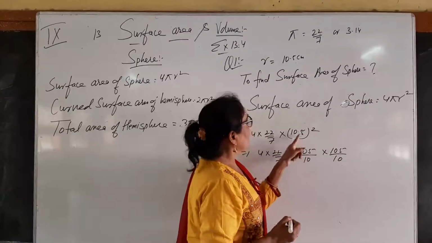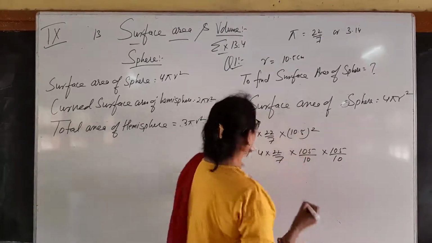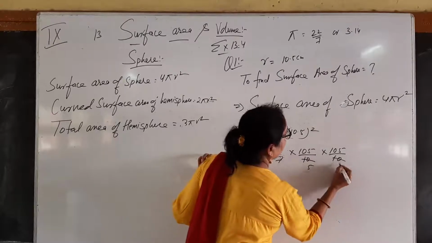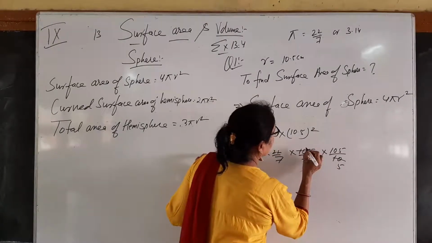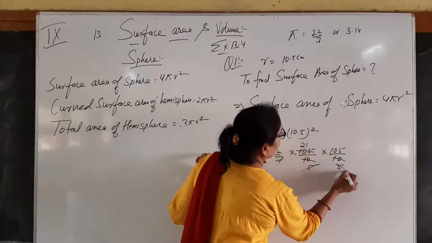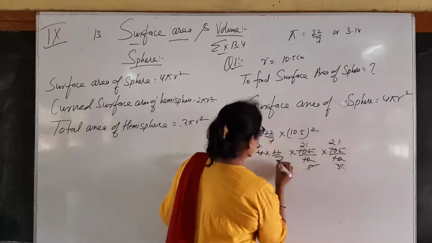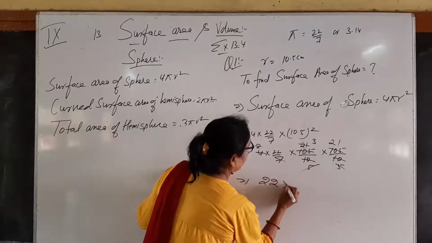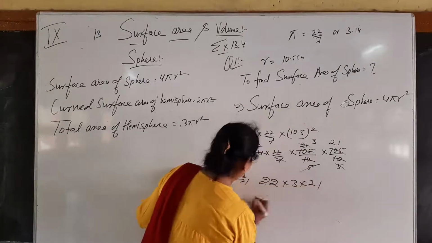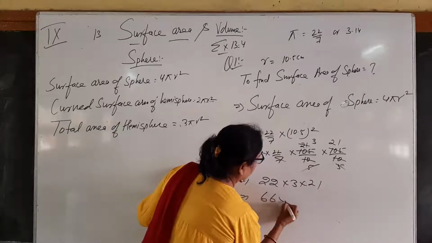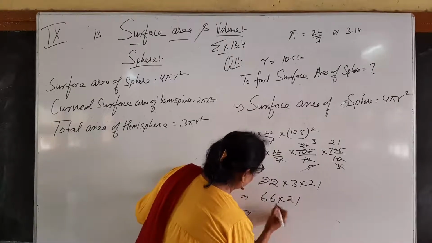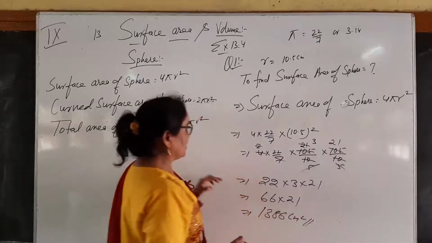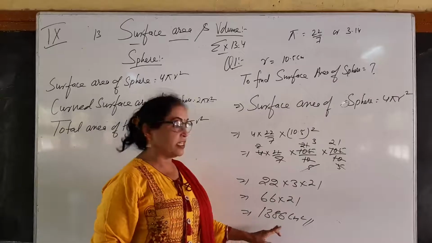Why have we got 10? We have removed this point. Now cancel this: 4 and 2 cancel, 10 is 5, this 2, 5, this 5 cancel. This is 21, this is 21, and this 7 cancel 21, 3. So we will get here 22 into 3 into 21, or 66 into 21, or multiply here 1386 centimeter square. If we multiply 66 into 21, we will get 1386.